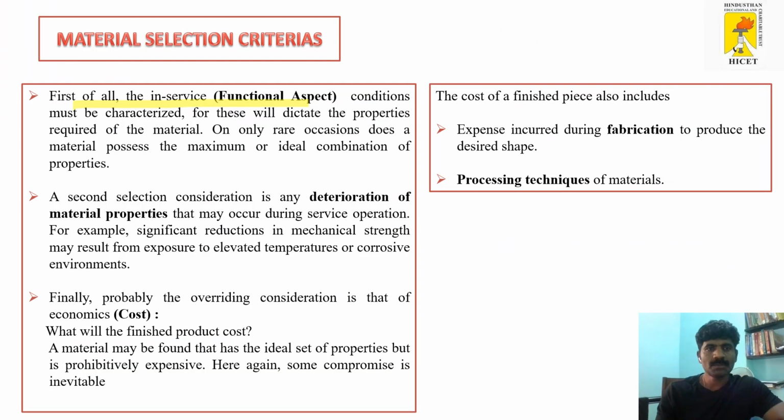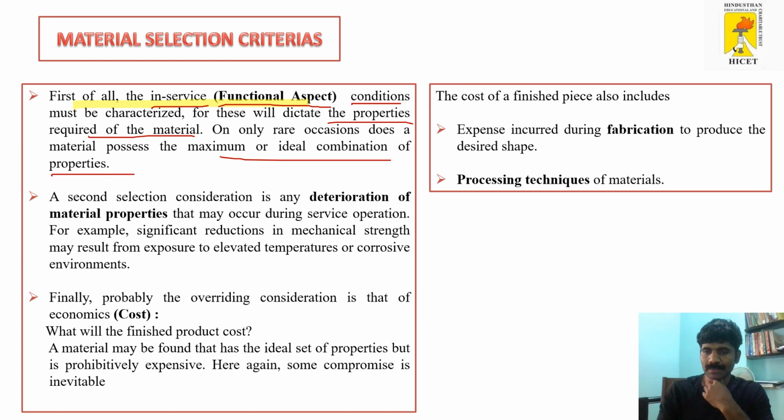Now, talking about the material selection criteria, there are three criteria under which a material can be selected. The first and foremost is the functional aspect. That means the in-service condition of the material. This is served by the properties of the material, which in turn satisfy the application. Only in rare conditions can a material have a maximum or ideal combination of properties.